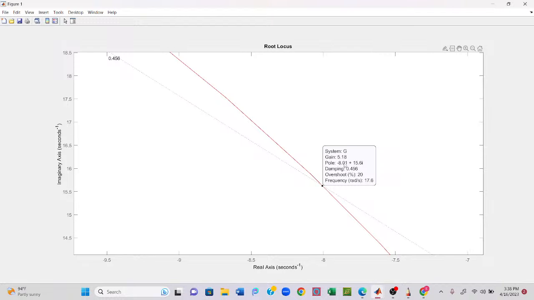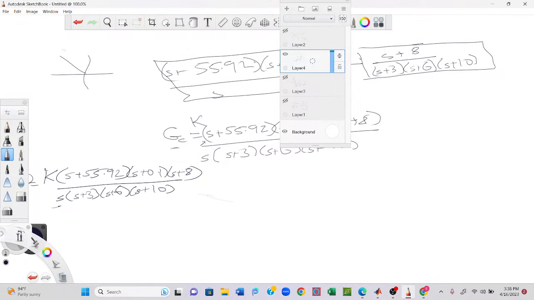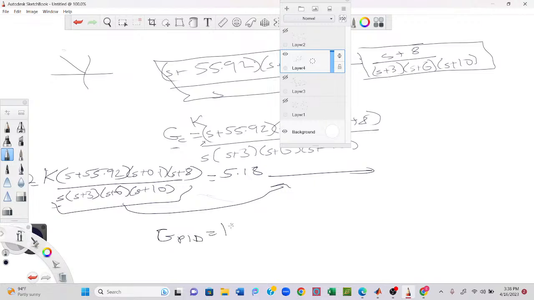Your gain is 5.18. So your gain is 5.18. Come back to your transfer function: since your gain is 5.18, K becomes equal to 5.18, and the rest stays the same. Now we want to convert to the transfer function of the PID compensator: K times S plus 5.92, S plus 0.1, divided by S.